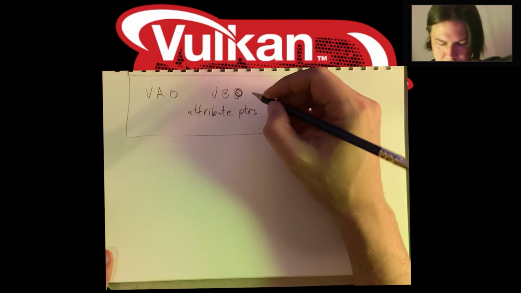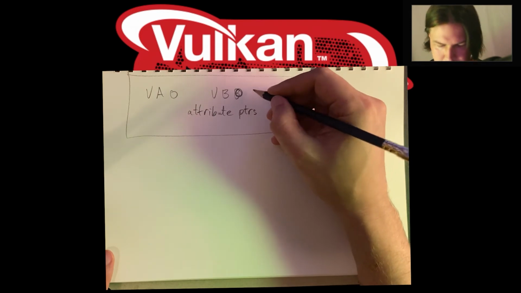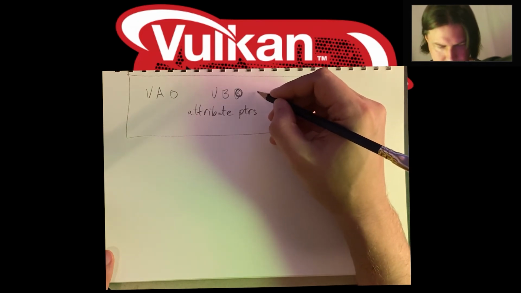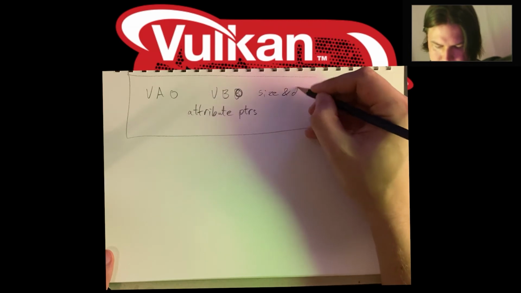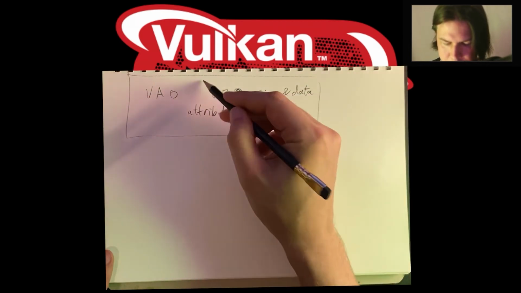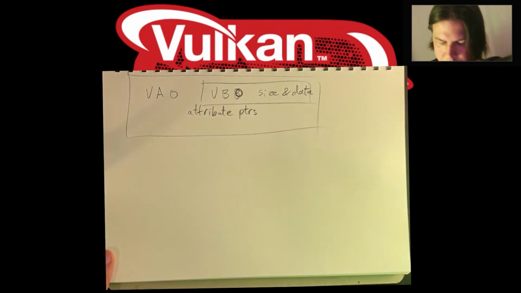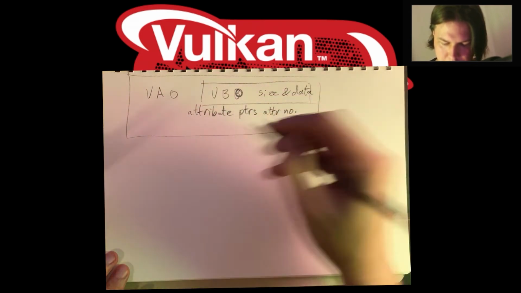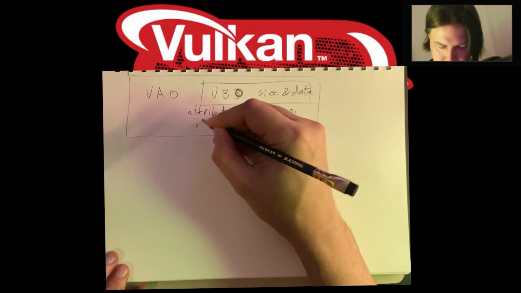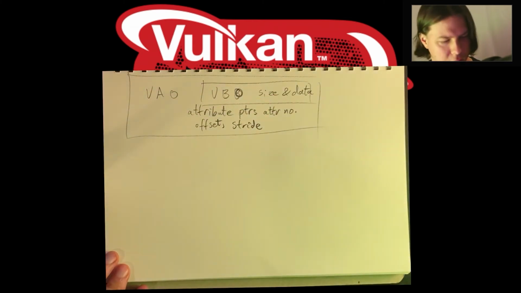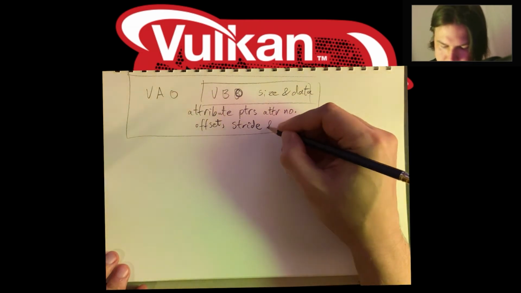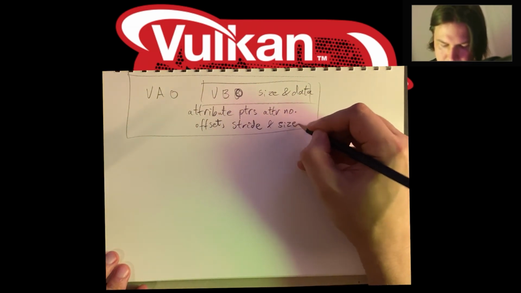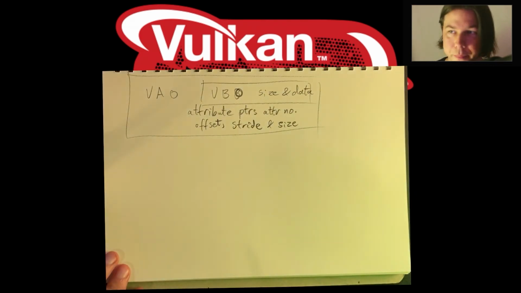The vertex buffer object has a bunch of other fields. They are basically the size and the data, the raw data, the array, is held in the vertex buffer object. And then for each attribute, we have an attribute number, we have an offset, a stride, and so on, as well as the number of elements for each attribute, and that's all there. Okay, very cool.